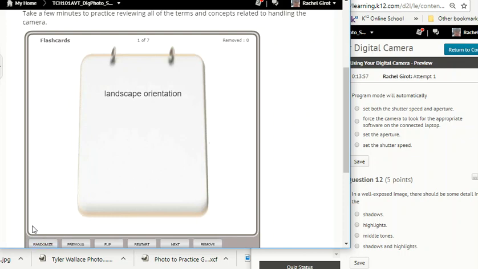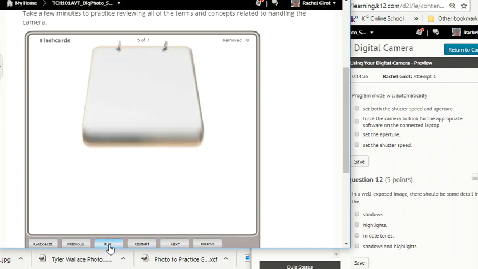Landscape orientation. Not sure what I'm supposed to do here. Flip. Image that is wider than it is taller. Portrait orientation. Taller than wider? Got it. Next. Camera orientation. Generally determined by the subject you are photographing. Memory card. Where your image files are stored in your camera.